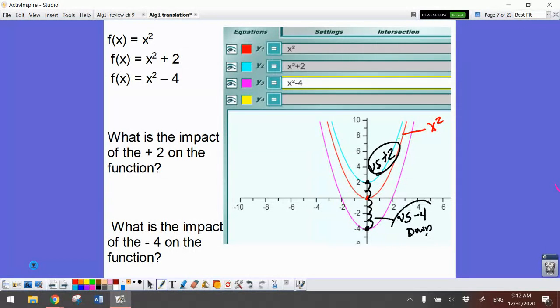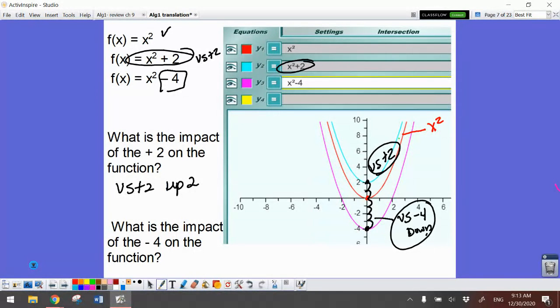So let's take a look at what our functions are. So here's our parent function. Here's the blue function, x squared plus 2. Well, that's interesting because this +2 is my vertical shift. So that moved it up 2. And if I have this minus 4, that moved it down 4. So the impact of the positive 2 actually was a vertical shift plus 2. It moved it up 2. Okay, the negative 4 moved it down 4.